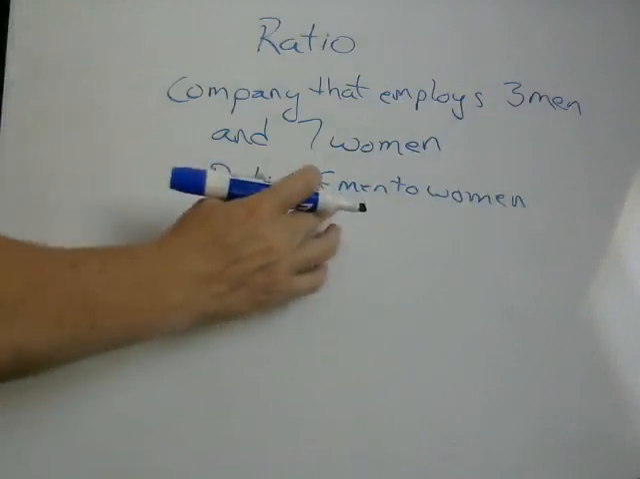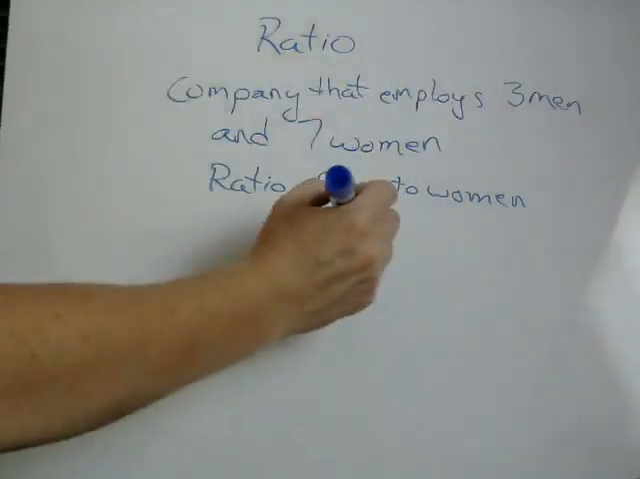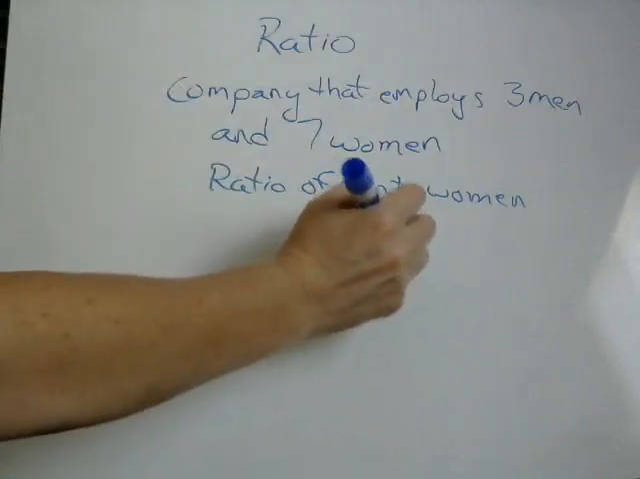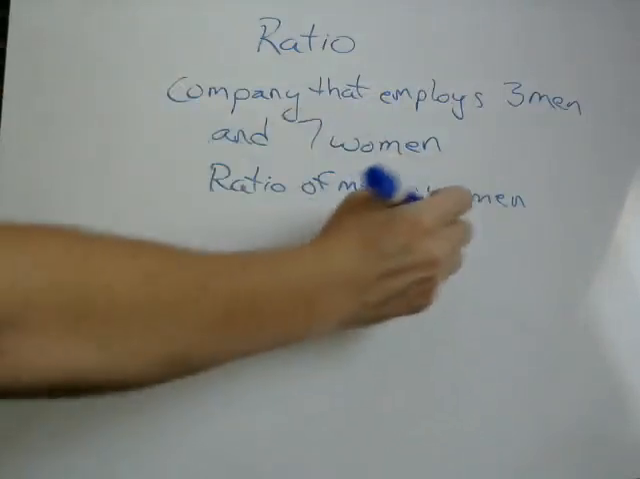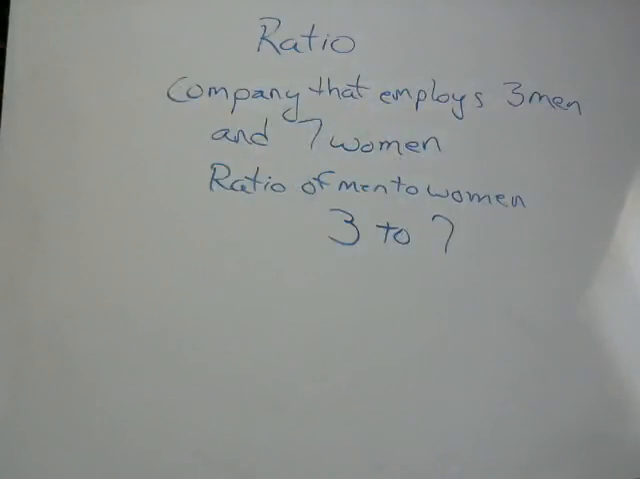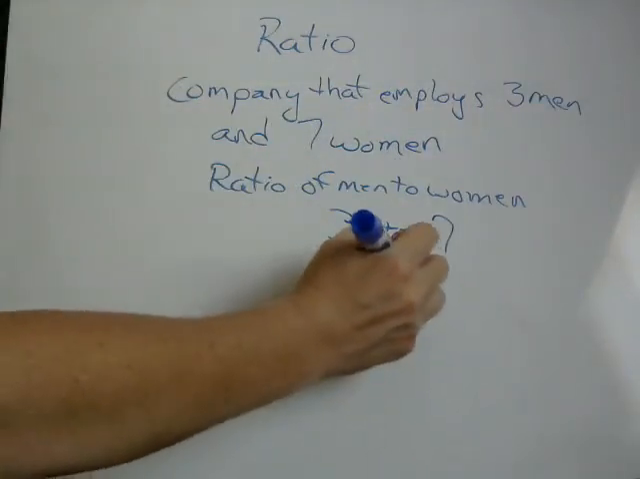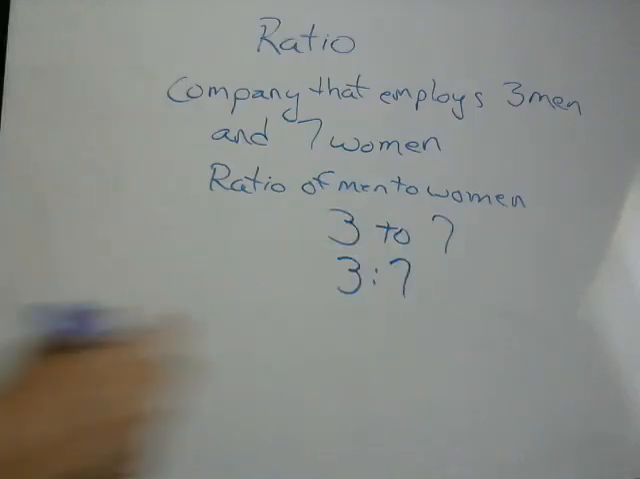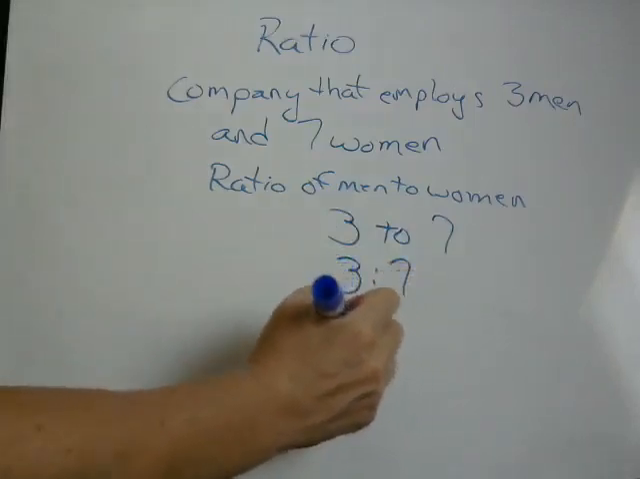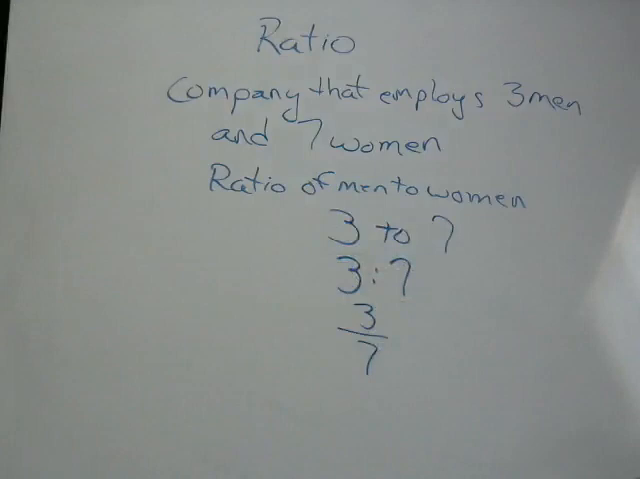So the ratio of men to women, so how many men are there? There's 3. How many women are there? There's 7. So you can write it 3 to 7. The other way to write it is with a colon, 3:7. And the third way to write the ratio is as a fraction, 3 over 7.